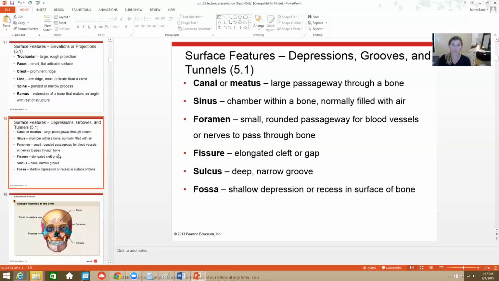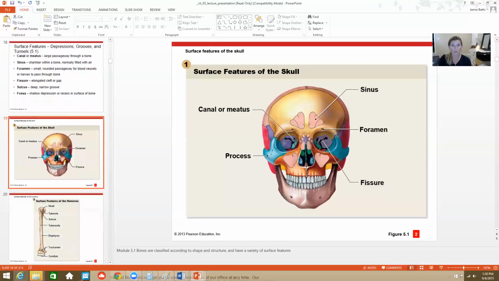Same thing with these words: canal, meatus, sinus, foramen, fissure, sulcus, fossa. These are all bone features that you do not have to know in isolation. You have to know them on the actual bones. So I might ask you, which of the following would you find a foramen? And I'd give you a couple bones, and then you'd have to list one that has a small opening or passageway on it.